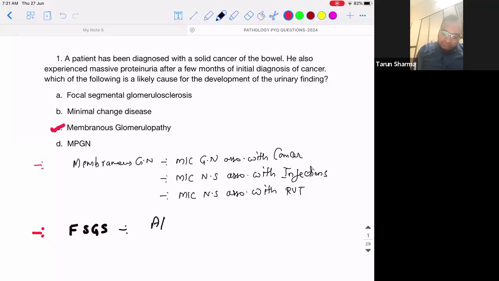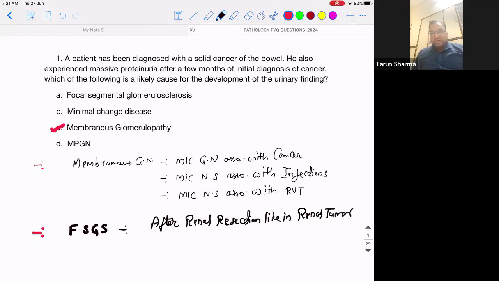So FSGS occurs after renal resection, like in renal tumors. This is one of the very common associations that you have to keep in your mind, that whenever they ask questions based on renal surgery or partial renal resection after some kind of renal tumor, and in the remaining kidney there is massive proteinuria, it is FSGS. Because in nephrotic syndrome, what kind of proteinuria will be there? It would be massive proteinuria, more than 3.5 gram.